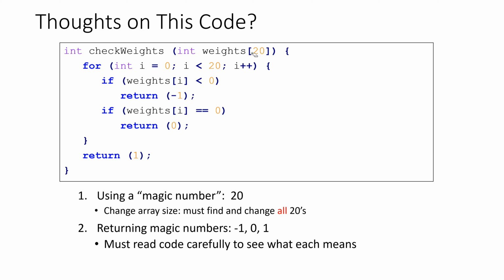So we shouldn't do that. I shouldn't have used the magic number for the array size. We're also returning magic numbers. So we're returning -1, we're returning 0, and returning 1. It's not obvious what these are. Why do I return this or that?